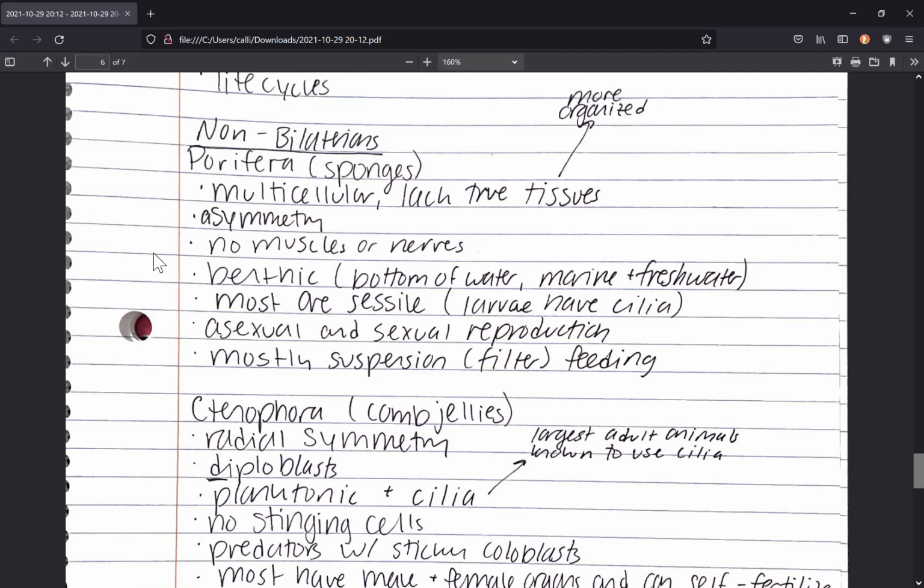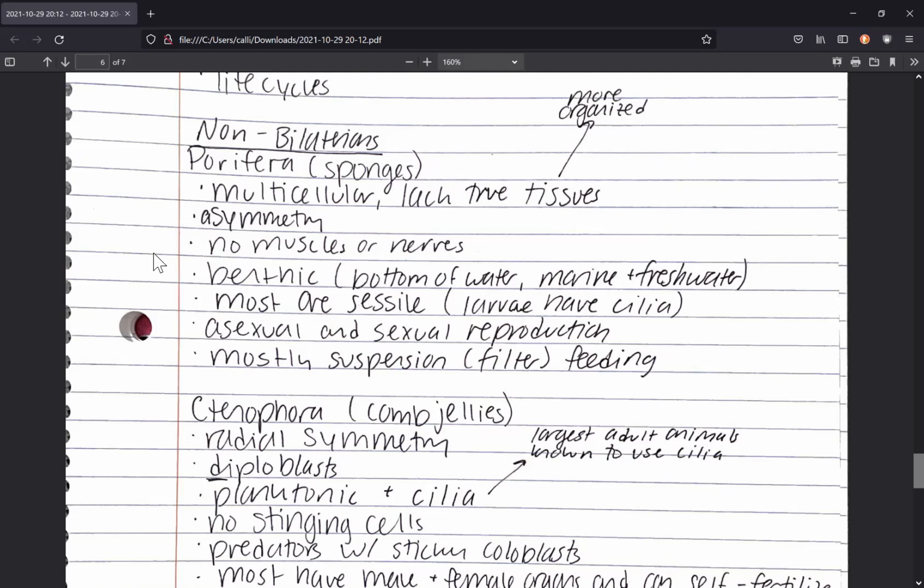so like I mentioned before, we've got sponges. They're multicellular, but they lack true tissues. Remember, tissues are more organized than multiple cells, but multicellularity still includes a way for cells to communicate with each other. It's just that tissues are more organized, more specialized for a certain purpose within the organism.